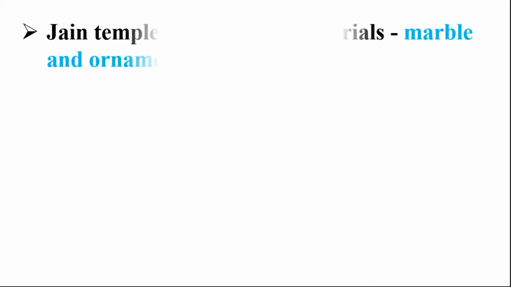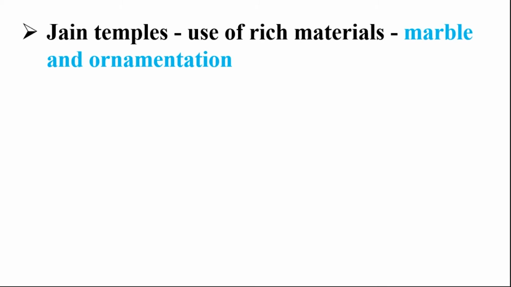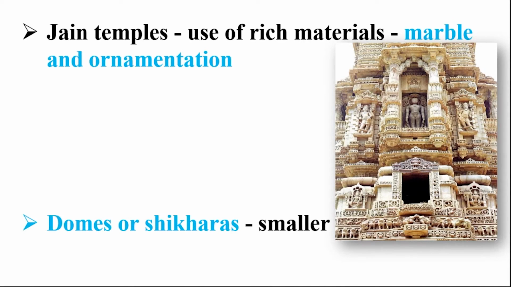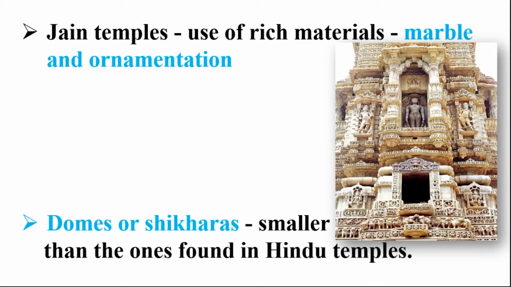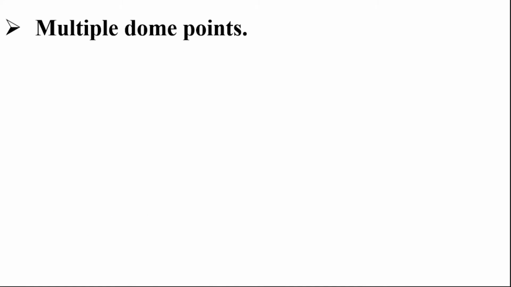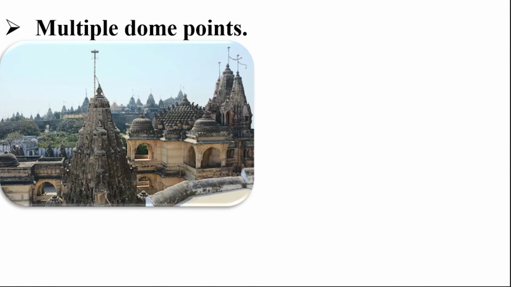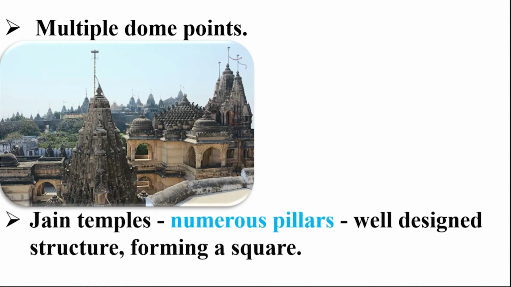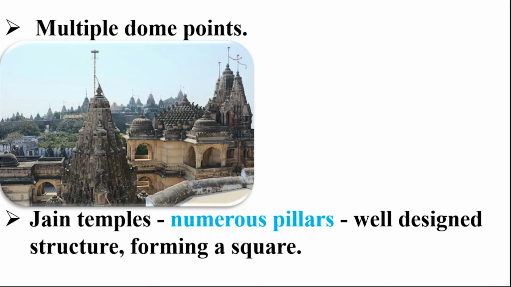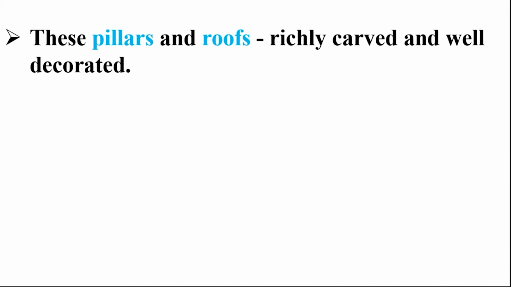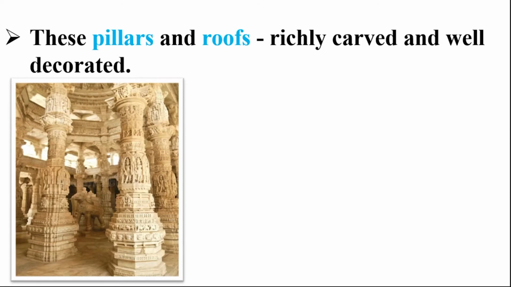Some of the prominent features of Jain temples are as follows. Jain temples have been noted for the use of rich materials like marble, and for ornamentation. The domes or shikharas on the top are usually smaller than those found in Hindu temples. Multiple dome points reaching towards the sky give a very distinct appearance to Jain temple cities. Jain temples have numerous well designed pillars structurally forming a square-like shape. These squares form chambers or chapels which contain the image of the deity. These pillars and roofs are also richly carved and well decorated.